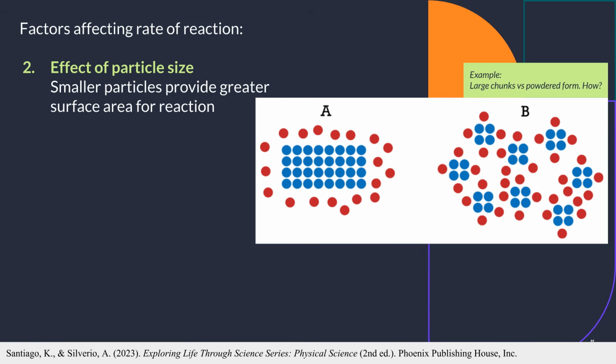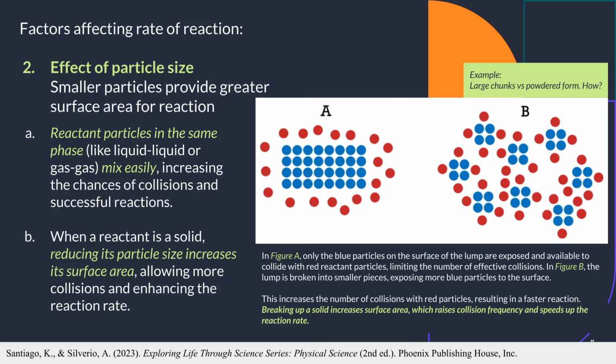Study Figure A and Figure B. Both contain the same solid reactant. Which one reacts faster, and what causes the difference? Figure B reacts faster. In Figure A, only the particles on the surface of the solid are exposed for reaction. In Figure B, the solid is broken into smaller pieces, exposing more surface area. More exposed particles mean more collisions, which increases the reaction rate.